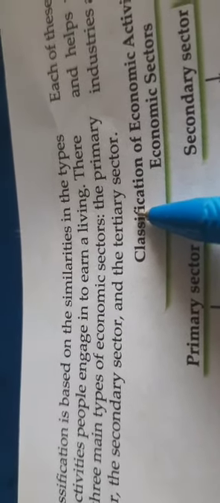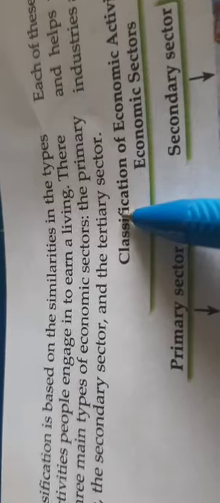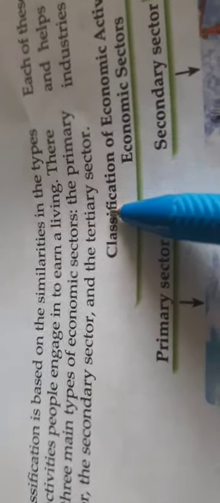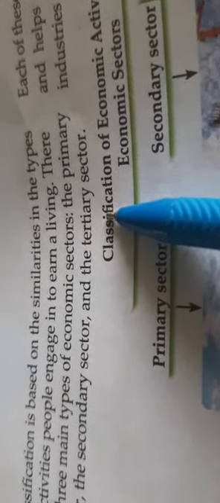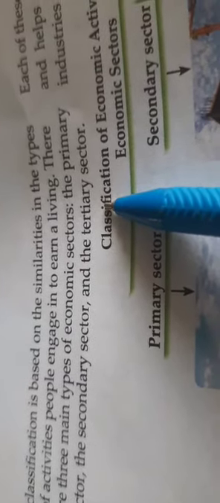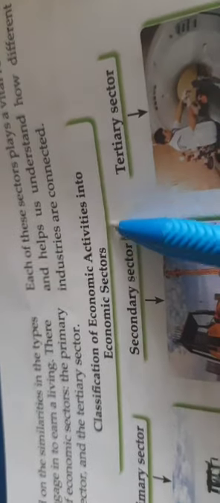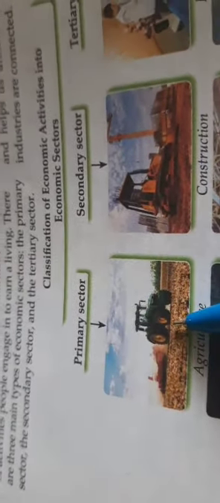So we are now getting to know that there are three types of economic sector. First primary, second secondary, and third tertiary. Now, classification of economic activities into economic sectors. In the primary sector, farming is there, mining is there, fishing is there, raising livestock is there, and forestry is there.